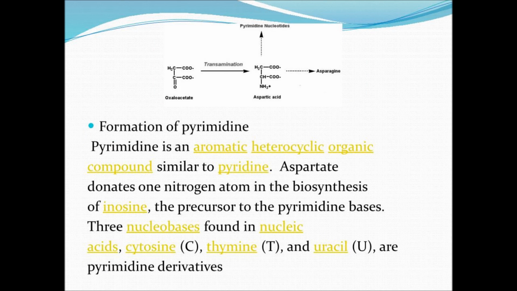So the second, I will talk about formation of pyrimidine. Pyrimidine is an aromatic heterocyclic organic compound similar to pyridine. Aspartate donates one nitrogen atom in the biosynthesis of inosine, the precursor to the pyrimidine bases. Three nucleobases found in nucleic acid are cytosine, thymine, and uracil, which are pyrimidine derivatives.